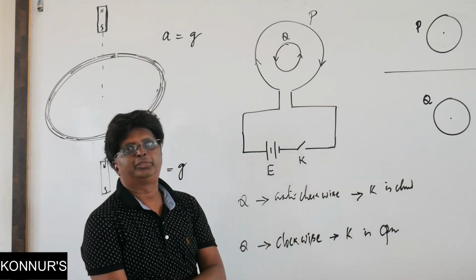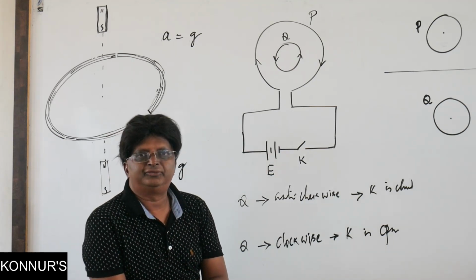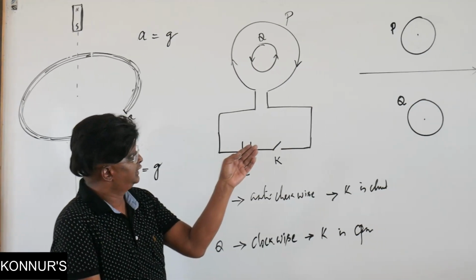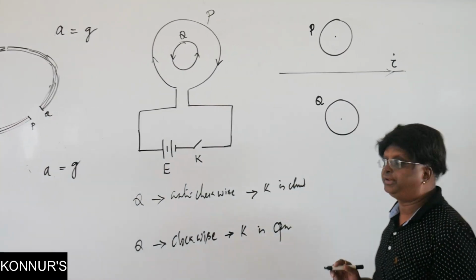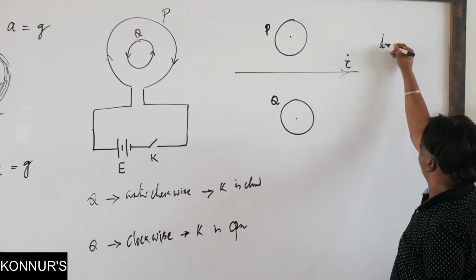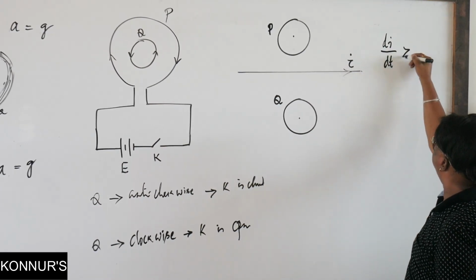Now see the next example also. Again a consequence of Lenz law, an example based on it. Here I have shown a wire that carries a current I, and this current is a variable current. He says di by dt is greater than 0.